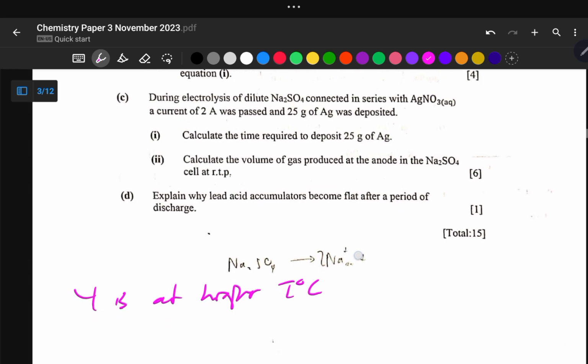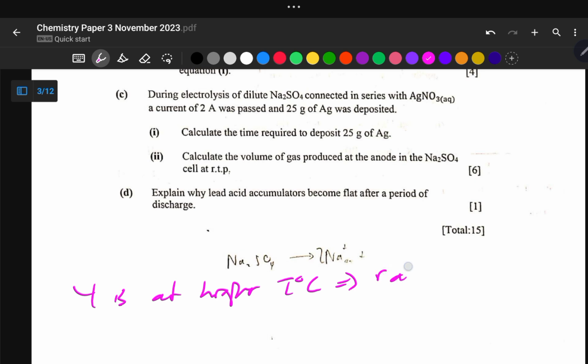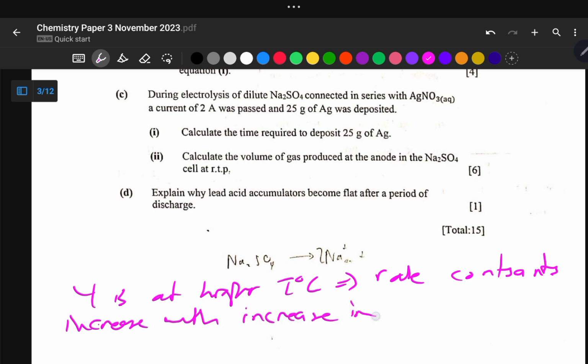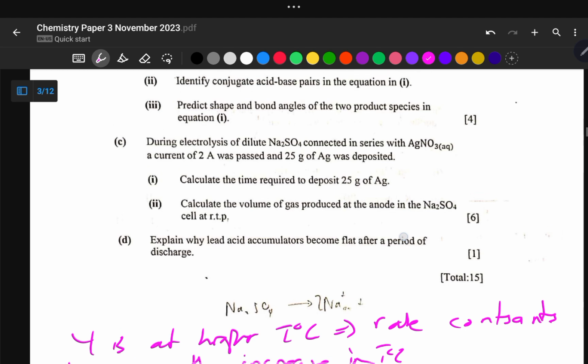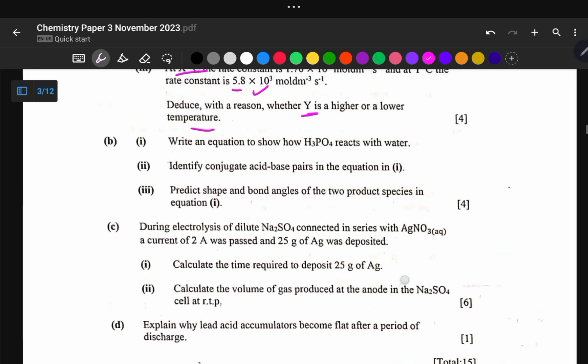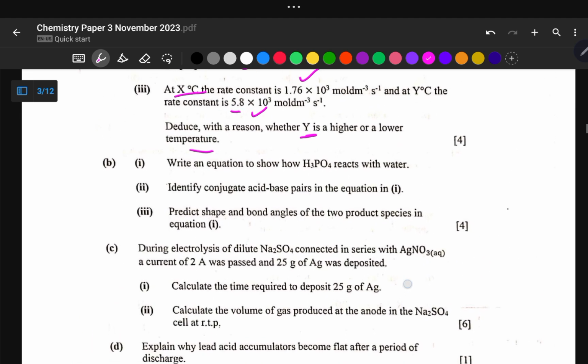So the rate constants increase with increase in temperature. This is because the molecular kinetic energy of the particles increases, leading to more frequent collisions and more energetic collisions that will overcome the activation energy. So that's why the rate increases, right? So that's why the rate constant increases.